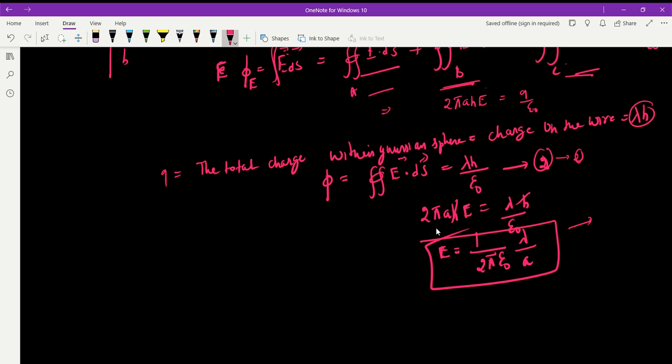Is that clear? So the electric field due to the straight charged conductor is equal to 1 by 2 pi epsilon naught, lambda by a. Okay, lambda by a.